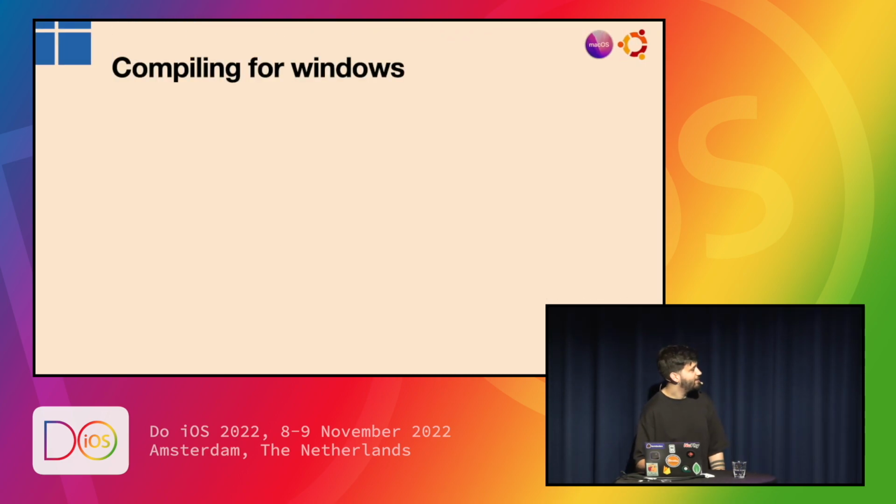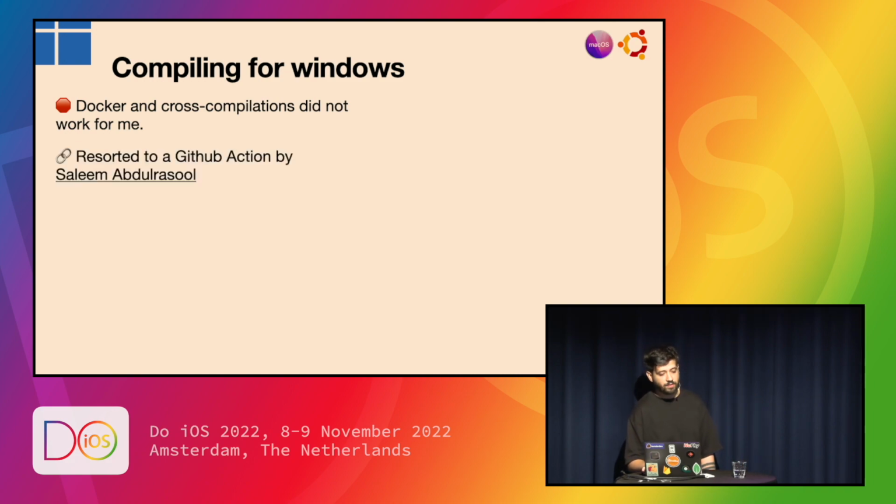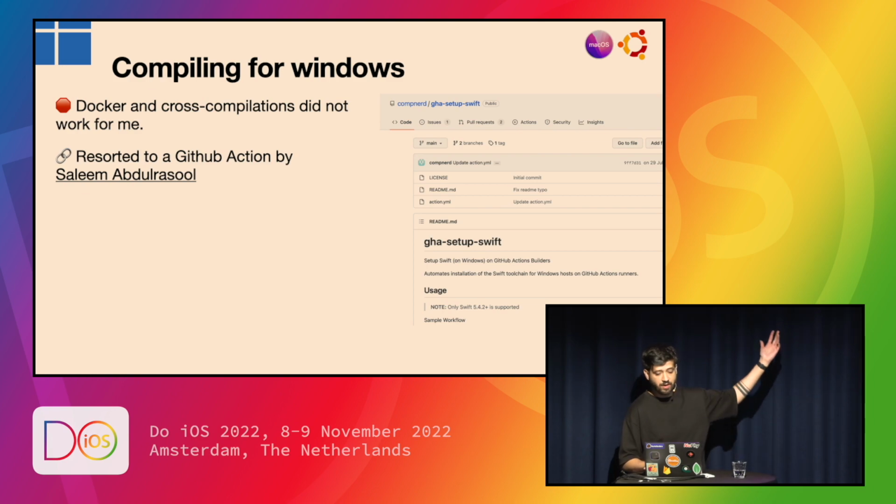So next up is compiling for Windows, because we all love Windows, right? So yeah, let's do this. And it was a lot more difficult because Docker and cross compilations did not really work for me. I had to set up too many virtual machines and stuff, so I decided to give up on that until I found out this GitHub action by Salim Abdul Rasul, who is basically the driving force of Swift on Windows. And it's called GHA Setup Swift.